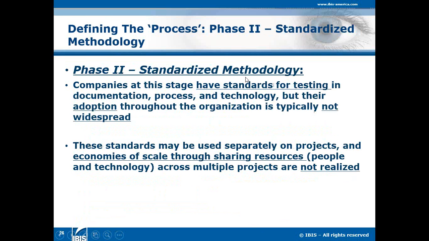In phase 2, or the standardized methodology, we have standards for testing and documentation, process, and technology, but their adoption throughout the organization is typically not widespread. These standards may be used separately on projects, and economies of scale through sharing resources, people, and technology across multiple projects are not fully realized.